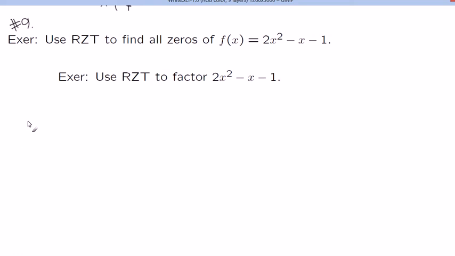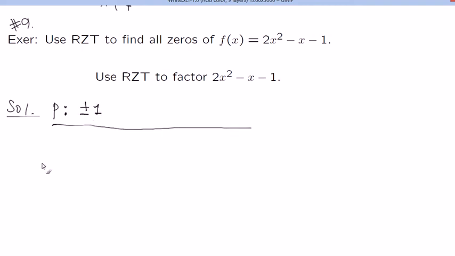What's different this time? Right, 2 is in there, so q is going to have a list. So what is the list of p? 1 and negative 1. That's very fortunate. 1 and negative 1. How about q? 1 is a possibility. There's no plus minus for q. 1 or 2. That's it, right? That's the only factor. So let's list the candidates.